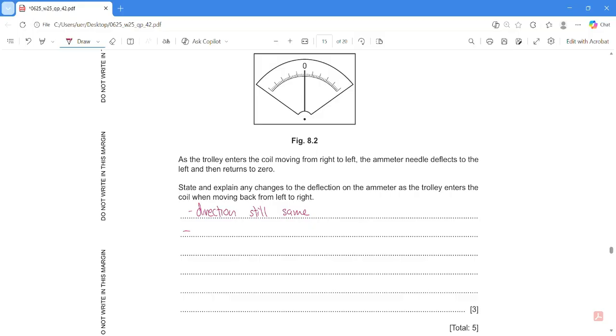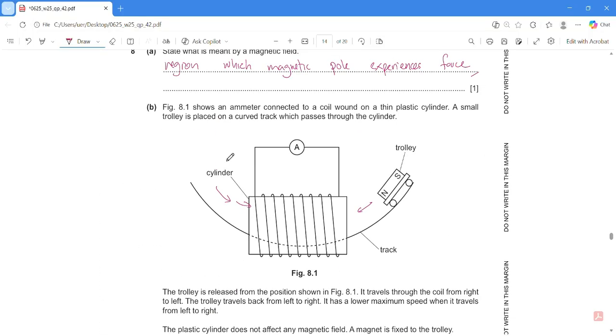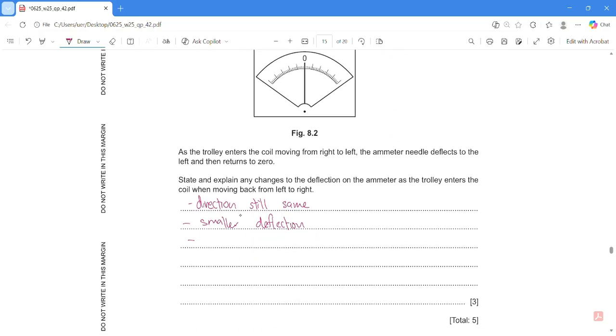So with lower speed, the current produced will be a smaller value, so there will be a smaller deflection on your ammeter. So why smaller deflection? Because the cutting of your magnetic field is at a slower rate, because your car is moving slower. So here, a smaller rate of change of the magnetic field, so a smaller current is induced. So easy.